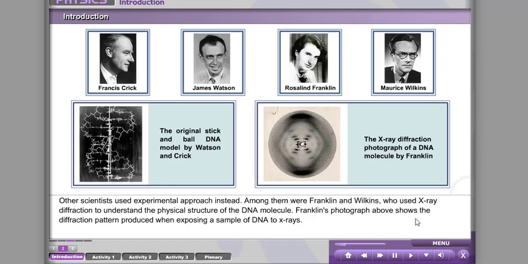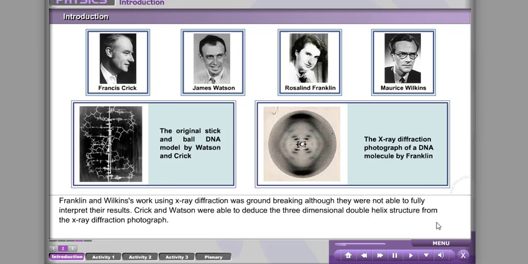Other scientists used experimental approach instead. Among them were Franklin and Wilkins, who used X-ray diffraction to understand the physical structure of the DNA molecule. Franklin's photograph above shows the diffraction pattern produced when exposing a sample of DNA to X-rays.